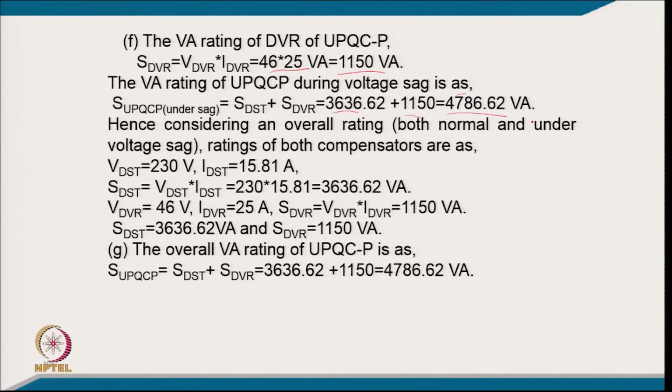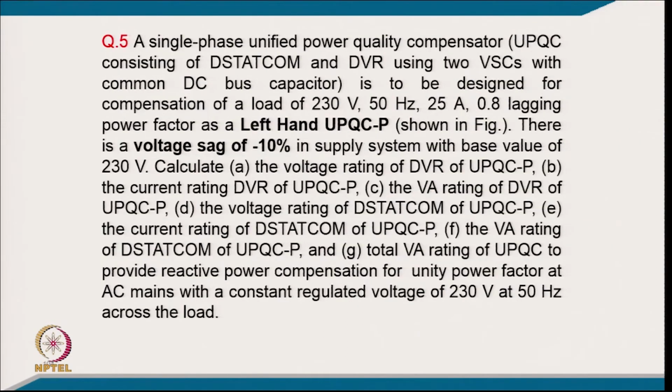Hence, considering the overall rating both normal and under voltage sag rating of both compensators, the D statcom is 230 volt with 15.81 ampere, so the rating of the D statcom is 3636.62 VA, and the DVR is compensating for 46 volt with a current of 25 ampere. So, the DVR rating is 1150, and the overall rating of the UPQC is the D statcom plus DVR. So, that is 3636.62 plus 1150, so it becomes 4786.62 VA.